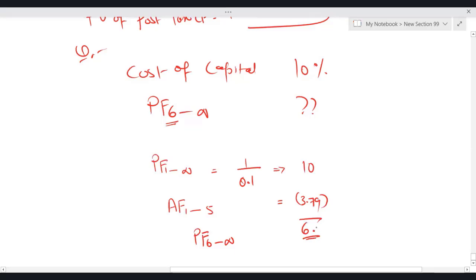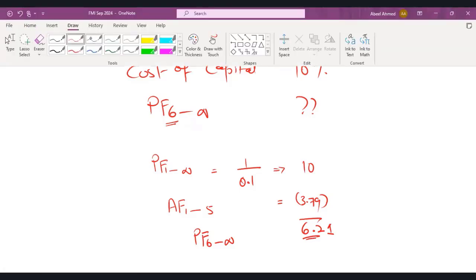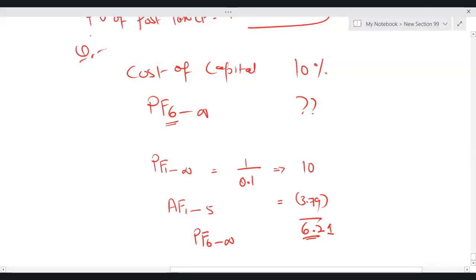$6.21. So almost everyone got the same result. No issue at all. Yes or no, please reply. Students, you can reply this. Now, I just want to show you one more way to calculate the same result. But I would say, please stick to one method. There is no benefit of solving the same question in exam in two ways.